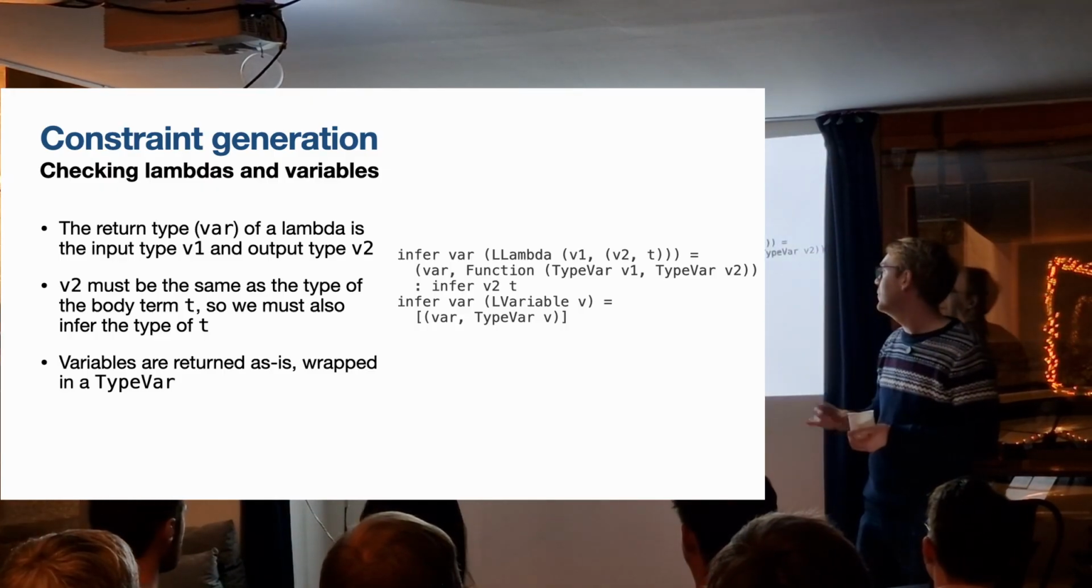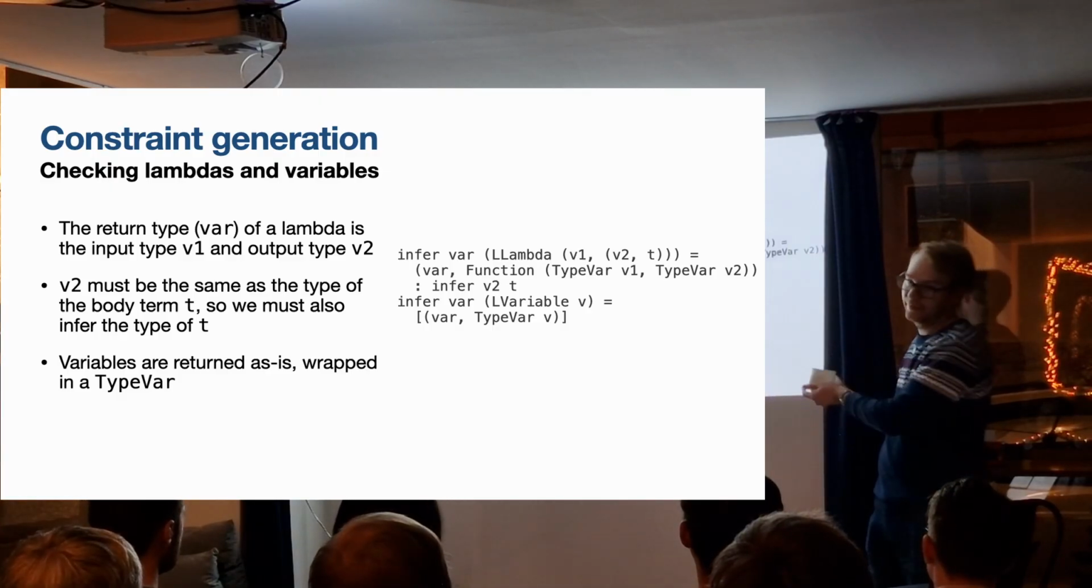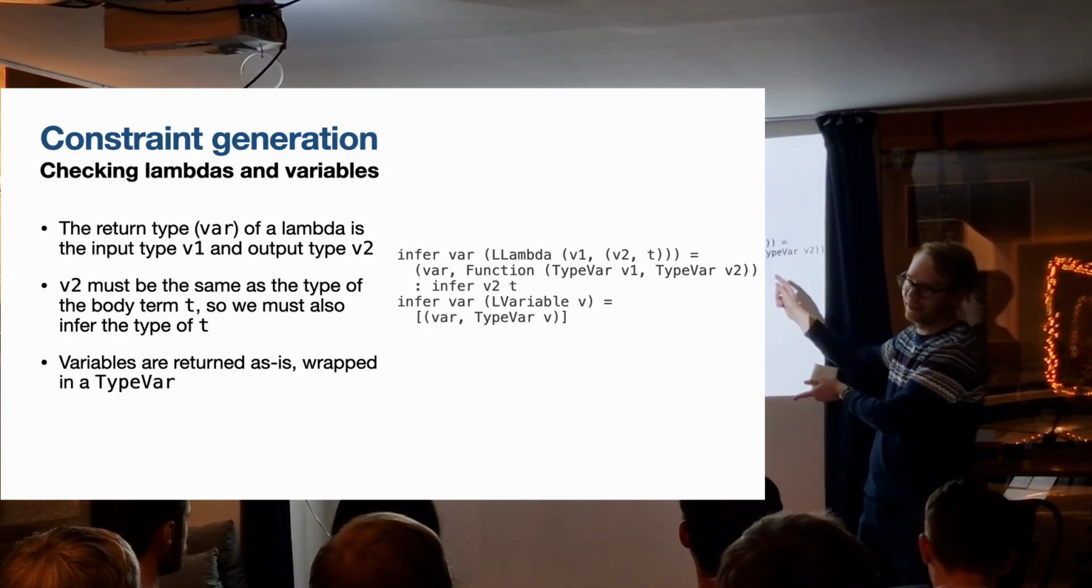So variables are also quite simple. We just return the type variable that was associated with the lambda.